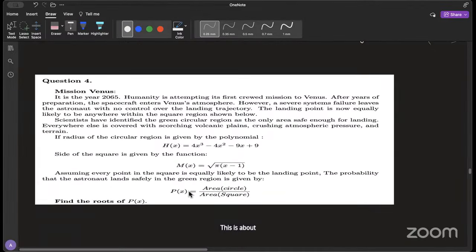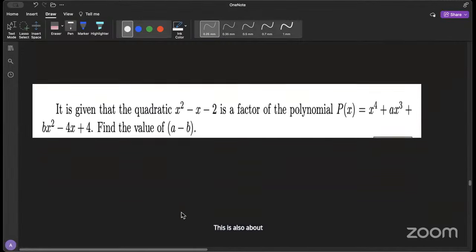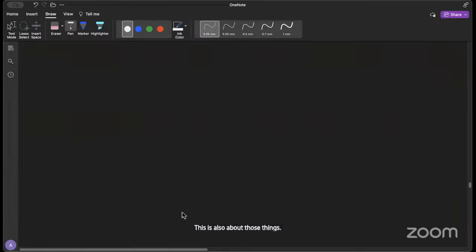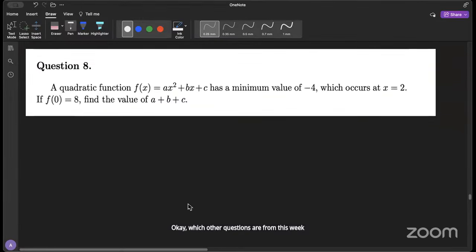Session now is over. This is about roots, and we have not done week 3, week 4. This is also about those things. Okay, which other questions are from this week? Can't see a question from this week.